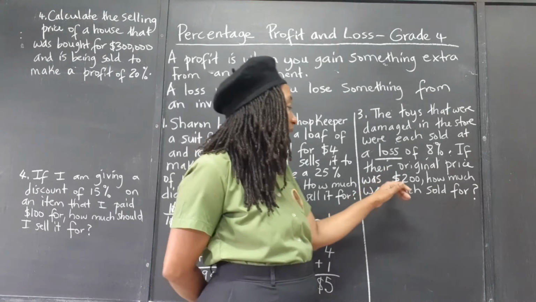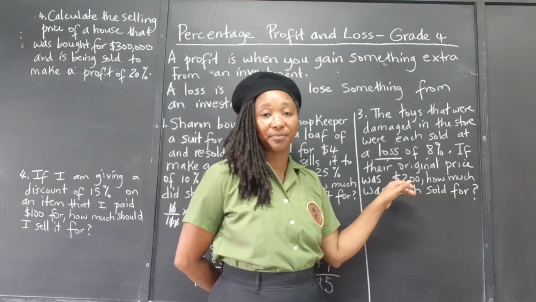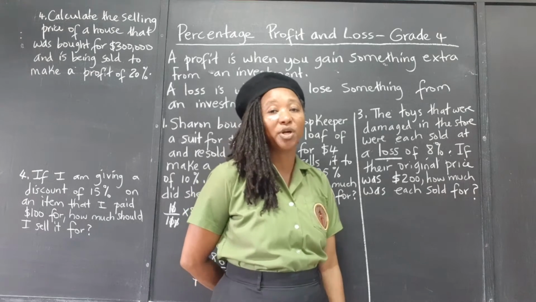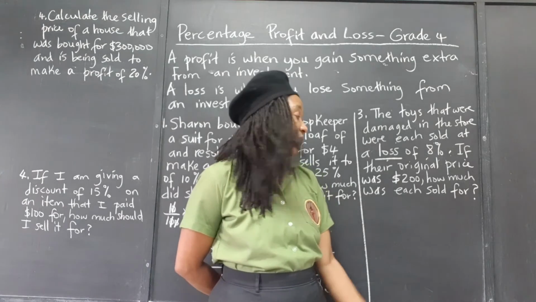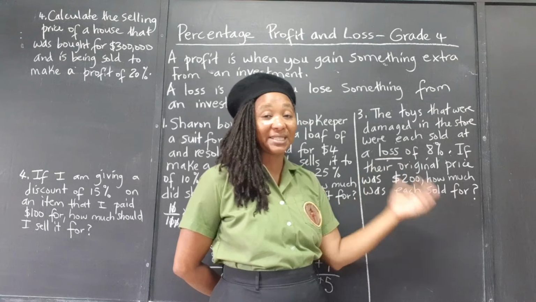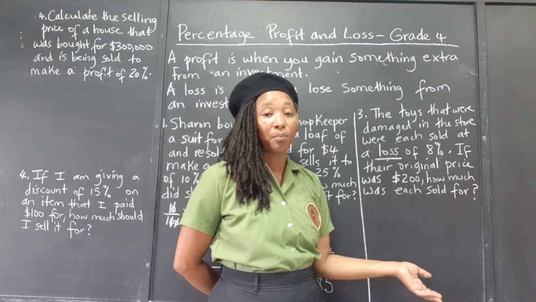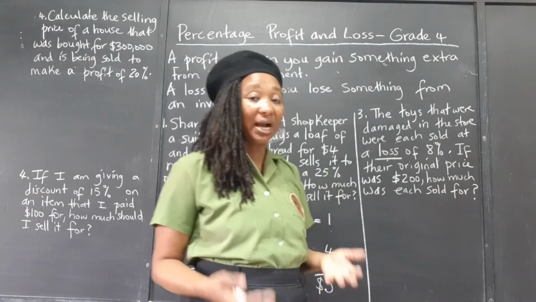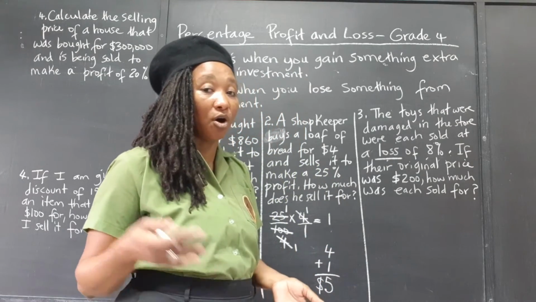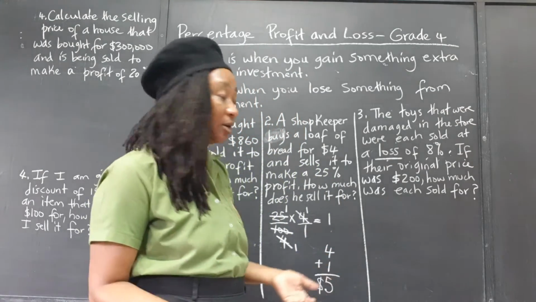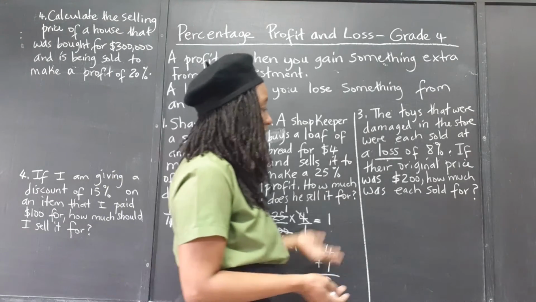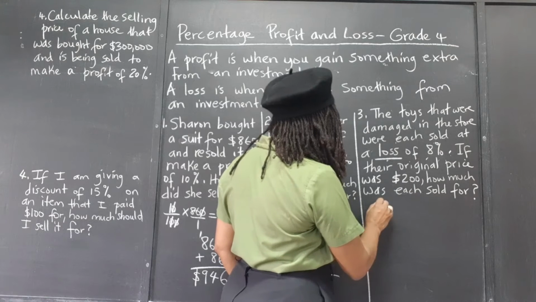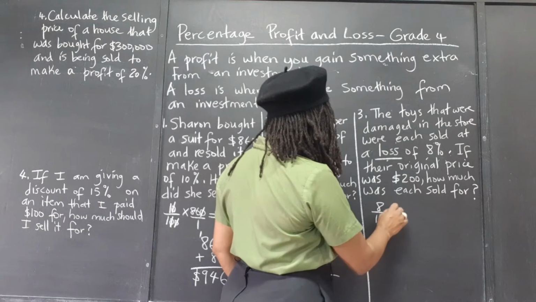And he had bought them for $200. So if he's making a loss of 8%, how much should he sell each one for? He's going to end up selling it for less than what he paid for it, but that's just part of business. They are damaged. He can't ask the same price for them or make a profit off them. Nobody's going to want to buy damaged goods for the same price. So we need to find out how much is 8% of $200.